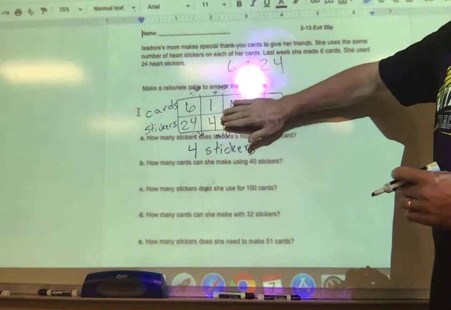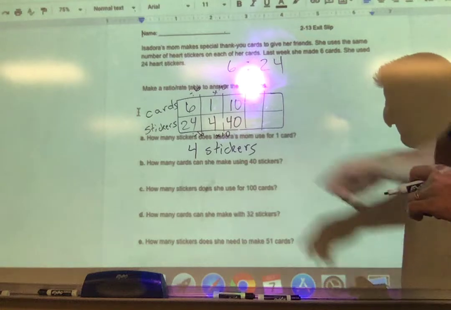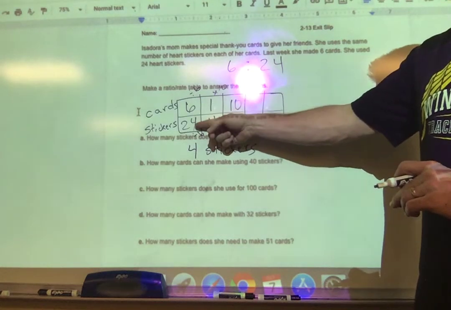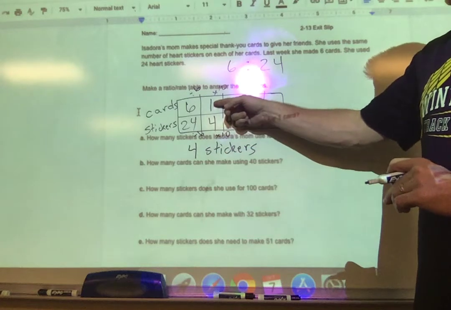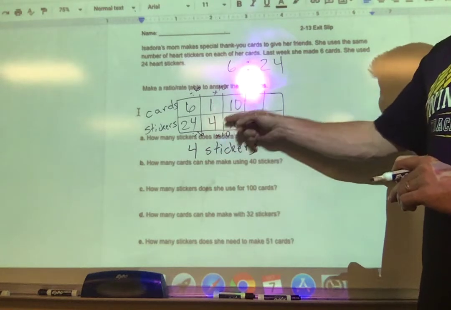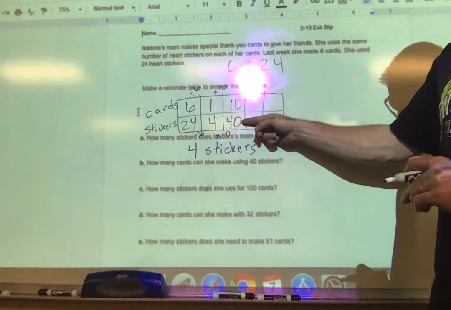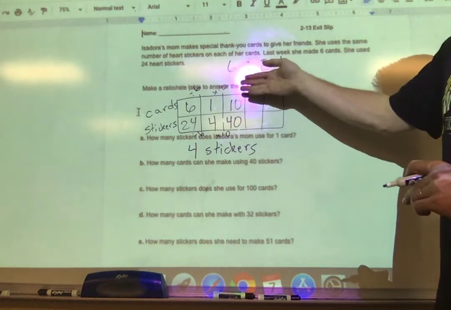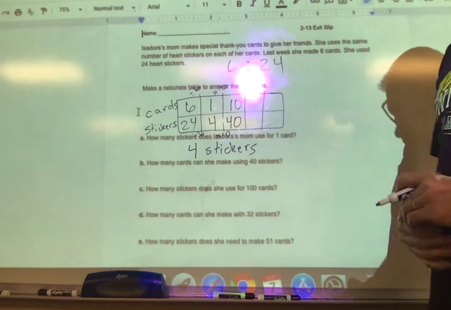Remember, we can also compare the top to the bottom. So for example, from 6 to 24, do you see that if I take this times 4, it gets me to that? If I take the cards times 4, I get the stickers. If I take 10 times 4, I get 40. So I could have just taken this 40. I know when I go from top to the bottom, I'm multiplying by 4.